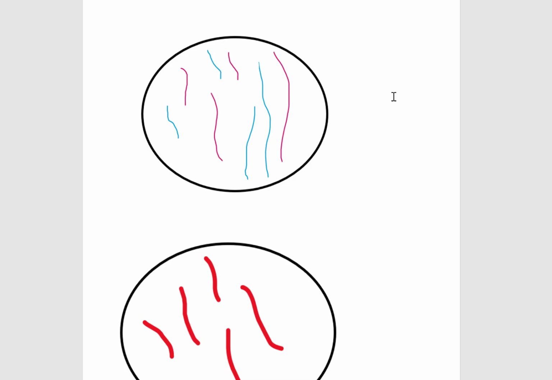Yes, there are homologous pairs. We look for length to determine homologous pairs. So we have 2 long, 2 medium long, 2 medium, and 2 short. So those are homologous pairs.